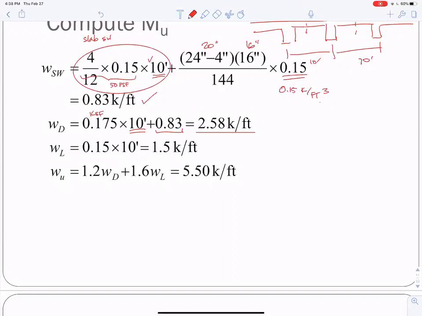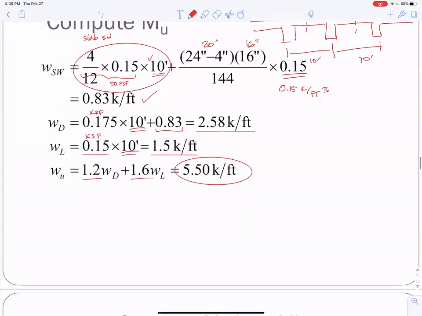The live load was coincidentally 0.15 KSF. It has nothing to do with the 0.15 kips per cubic foot that concrete weighs. And again, the tributary width of 10 feet, 1.5 kips per foot. And you factor 1.2 dead, 1.6 live. And this is the W we'll use on our beam for the structural analysis, 5.5 kips per foot.